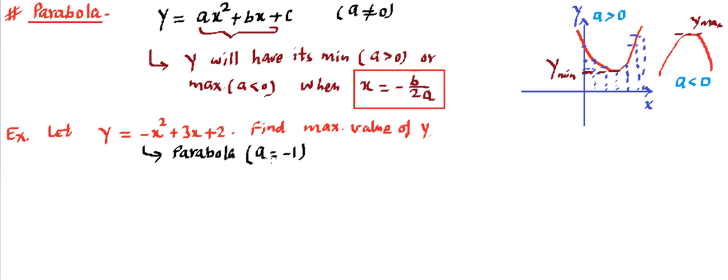Now you see this a value is negative. Since it is negative, from here we can conclude it must be opening downwards. So we can say this is a parabola which opens downward.